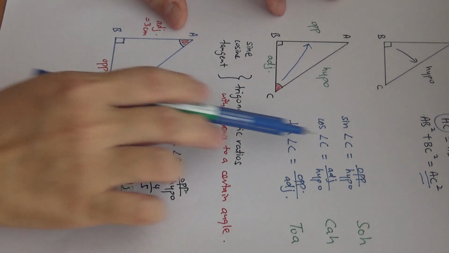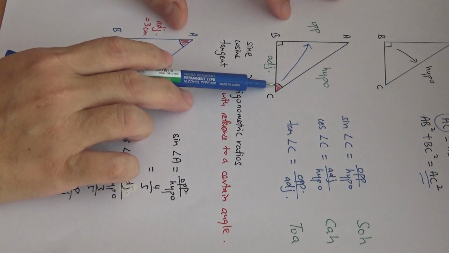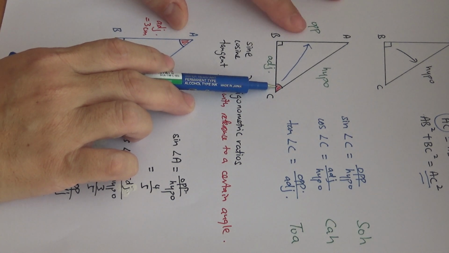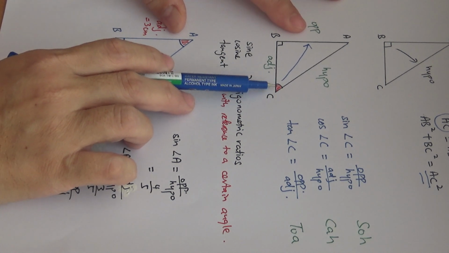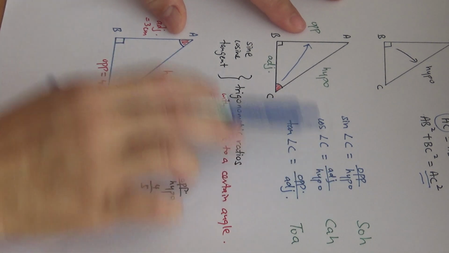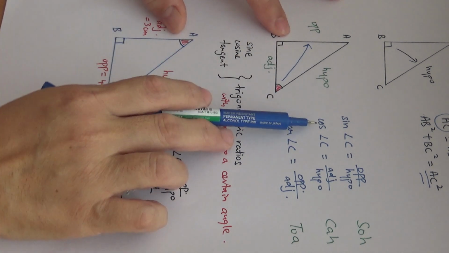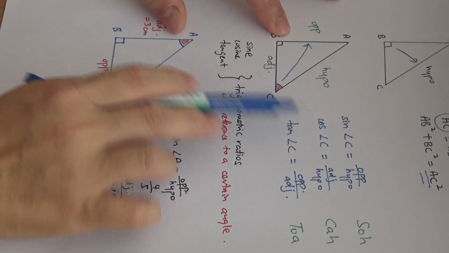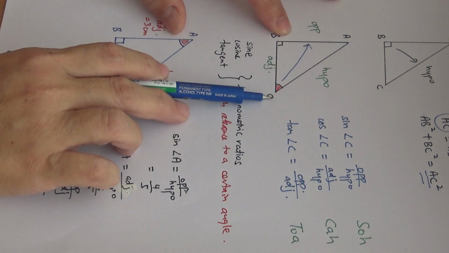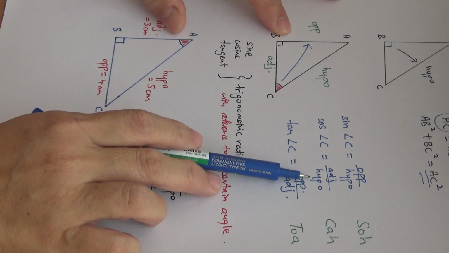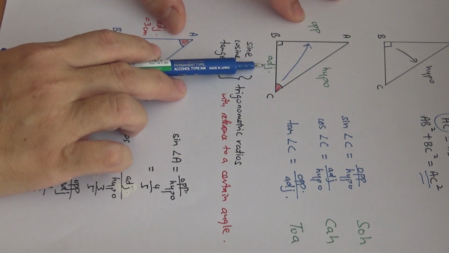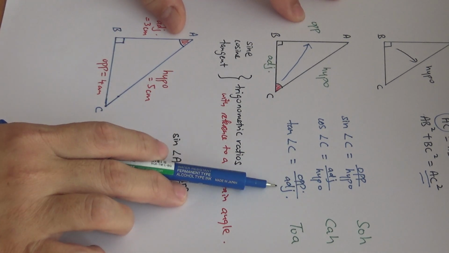Now, let me explain to you what is sine of an angle. Let's say I take angle C. This is the opposite, this is the adjacent. Sine of this angle is the opposite side over the hypo. Cosine of this angle is the adjacent side over the hypo. That means the length of the adjacent side over the length of the hypo. Tangent of angle C is opposite over adjacent. Opposite side over the adjacent side.